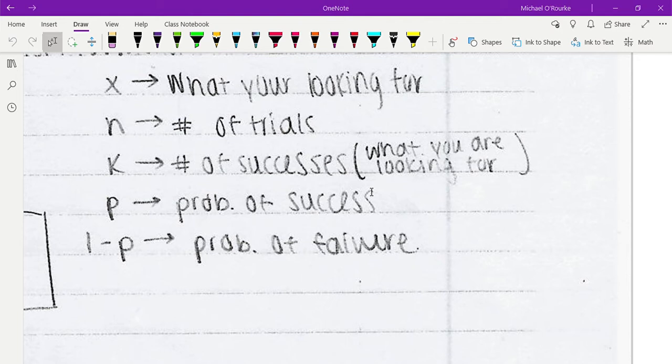Top, middle is the formula, correct? And then this is in the top, middle of your reference sheet. And this is the explanation of all the variables in it. Okay?